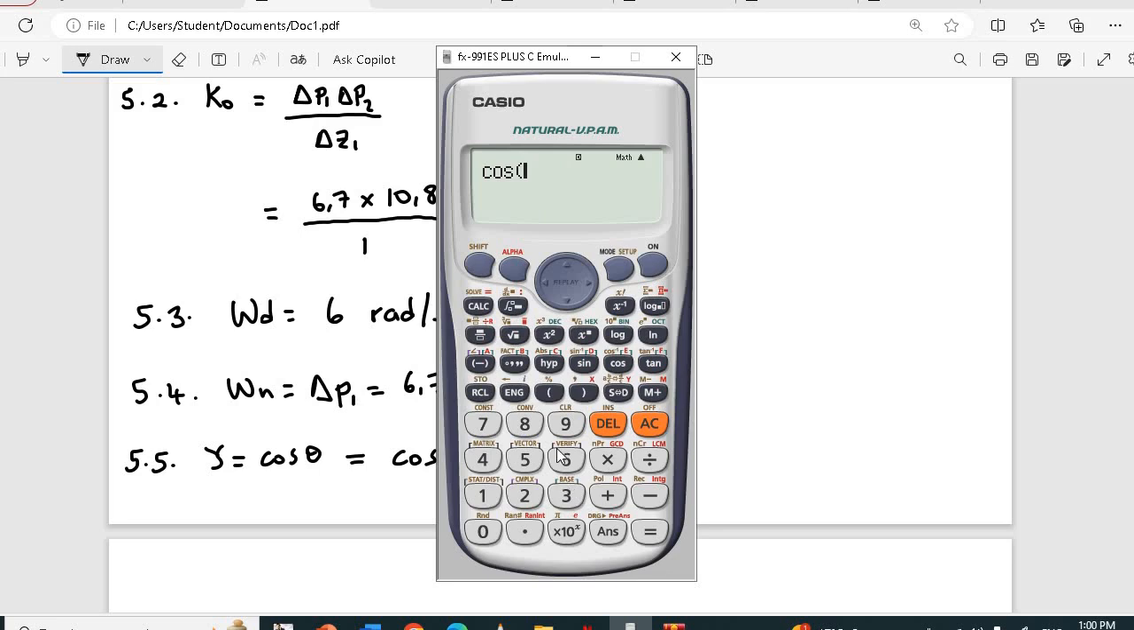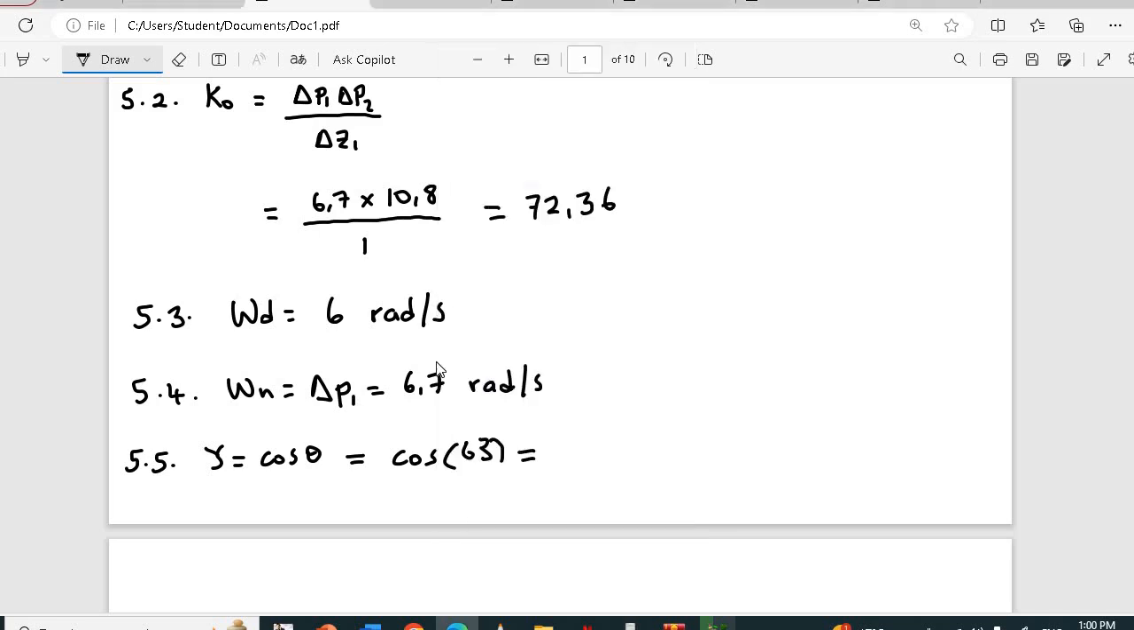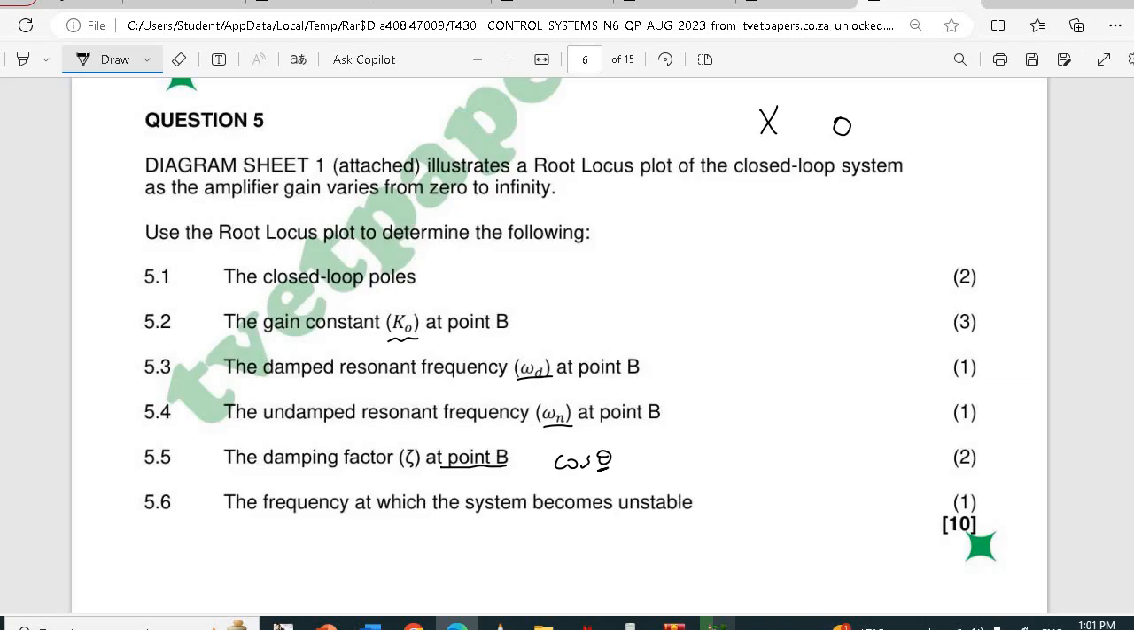Okay, cos 63, which is, your damping factor is always less than 1, so it is 0.454. You can write it like that because we didn't measure that, we calculated that. 0.454, just like that. Do we have another question?